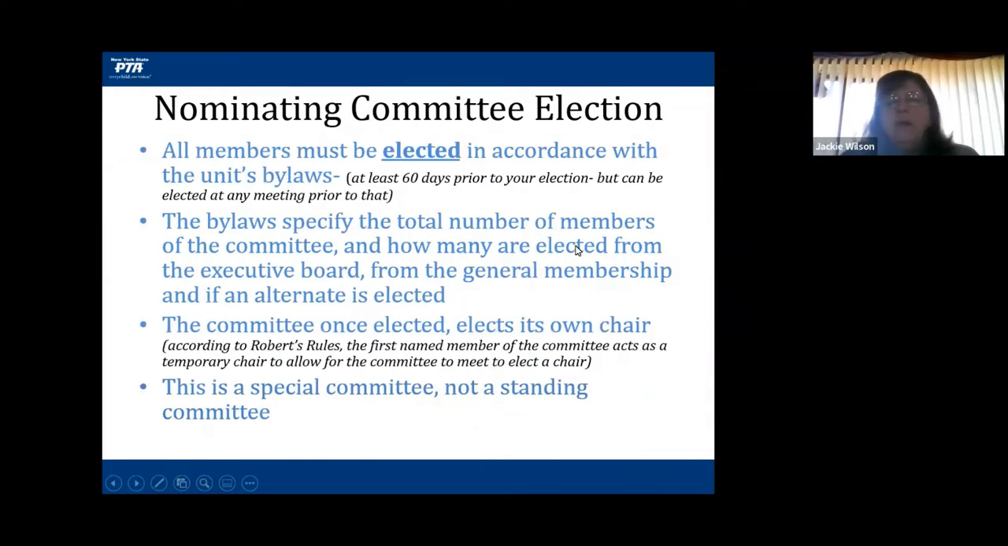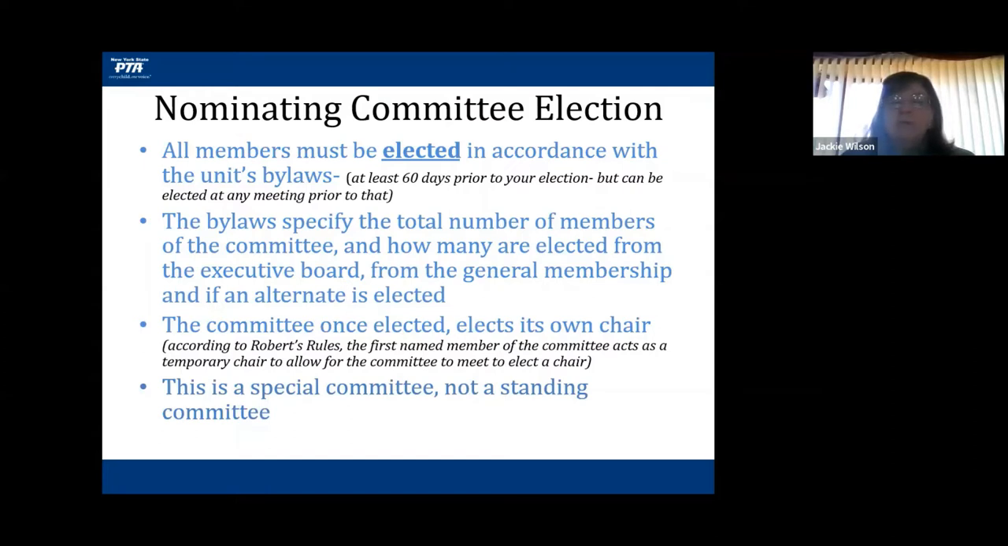The importance of the nominating committee is that everyone in the membership needs to understand the process, not just your leadership, but all of your members, so that you can ensure transparency when conducting an election. So the first thing is that you must elect a nominating committee. All members must be elected in accordance with your unit's bylaws, and that must be at least 60 days prior to your election, but it can be at any time prior to that 60 days.